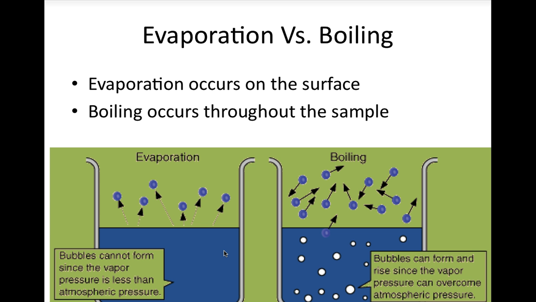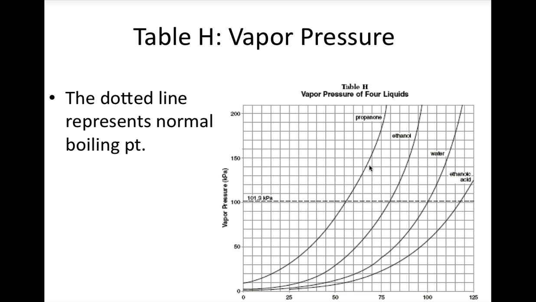Evaporation occurs at the surface and boiling occurs throughout the sample. So think of this as a puddle on the sidewalk in the summer. It doesn't boil, but it will evaporate away, whereas here you have to add a heat source, causing bubbles to form and rise through the liquid to create boiling.